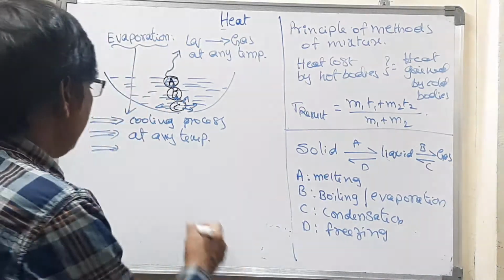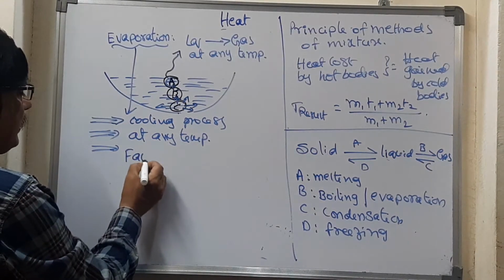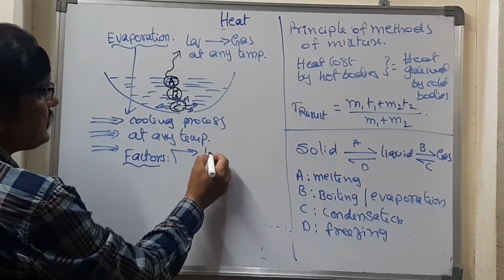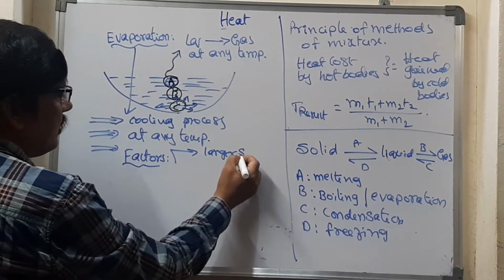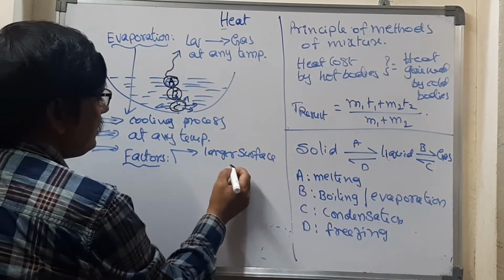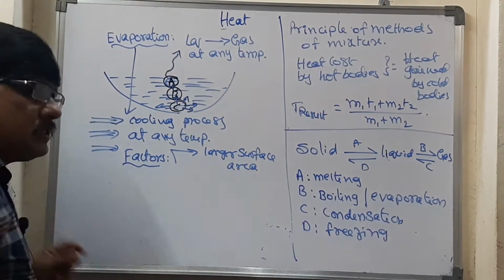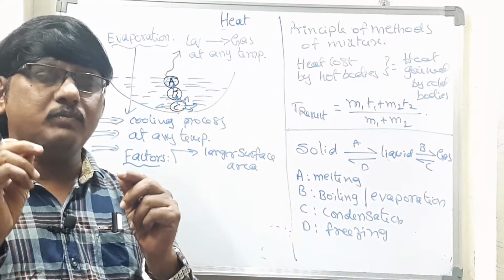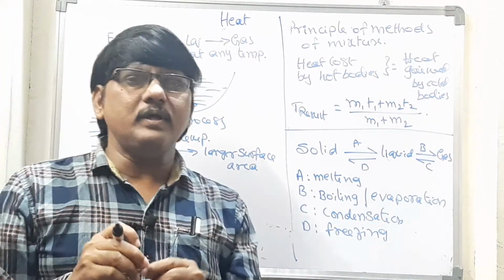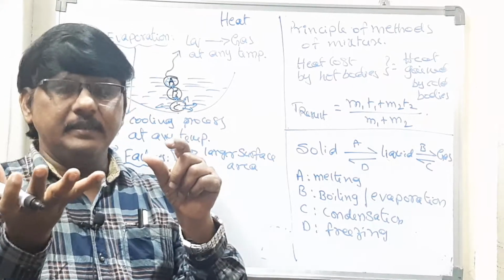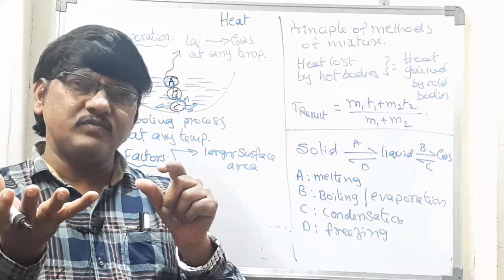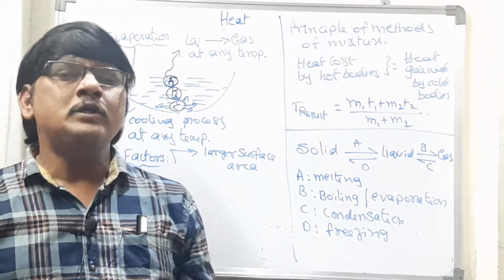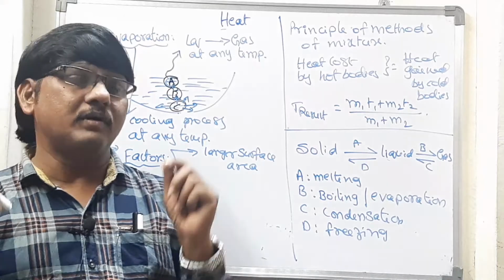What are the factors that influence evaporation? The first very important factor is larger surface area. If the surface area is larger, then evaporation will take place more. For example, one question will be asked like this: if you are given a small cup and a saucer, in which one will evaporation take place faster? Saucer. What is the reason? Saucer has a larger surface area. So larger surface area, more evaporation will take place.